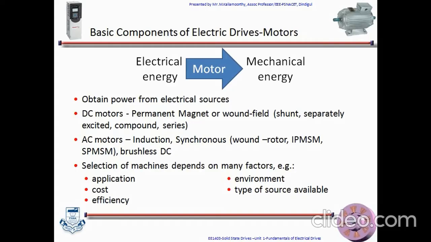Certain characteristics of the mechanical loads may require a special type of motor. For example, in an application for which a high starting torque is needed, a DC series motor may be a better choice than an induction motor. In constant speed applications, synchronous motors may be more suitable than induction or DC motors.